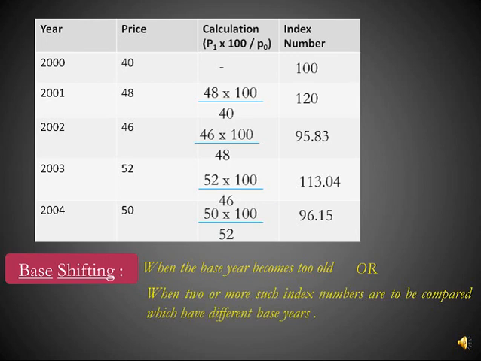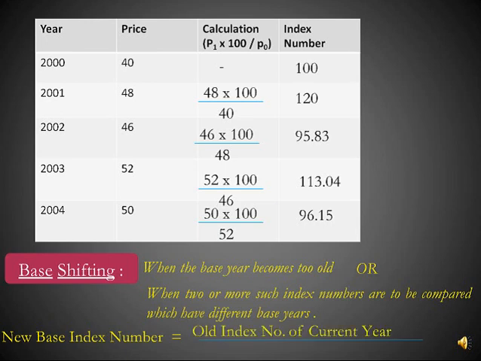Say for example, today we have to calculate the index number and we are using the base 81. So it will be too old for this year, that's it, 2010. So we have to convert the base, or when two or more index numbers are to be compared having two different base years, then we have to do the comparison by making their base the same.